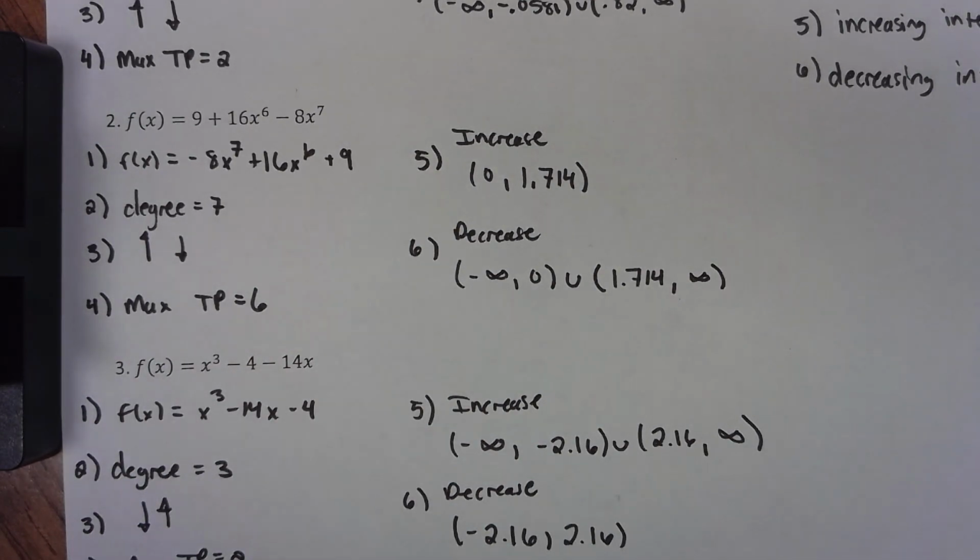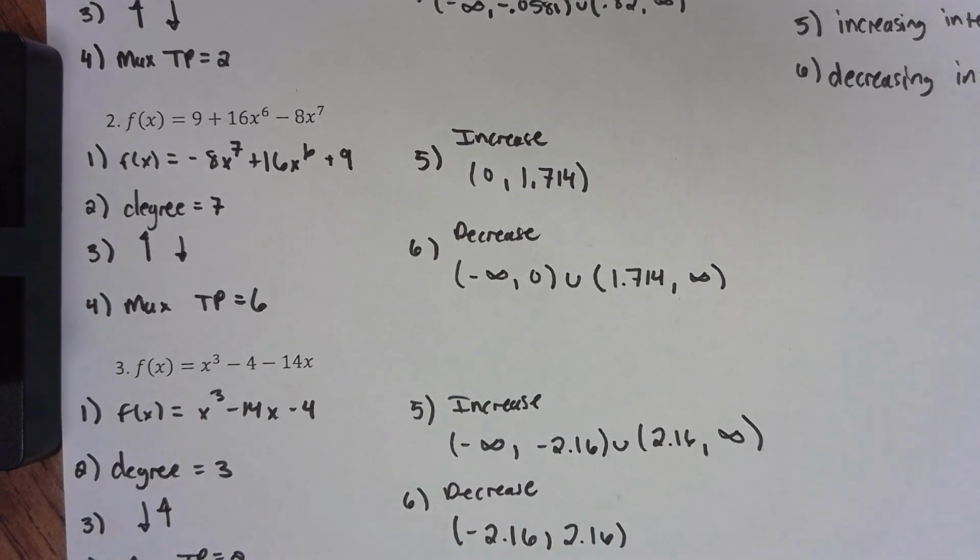Okay, so if I start on the leftmost part of this graph, I'm going down all the way until I get to this low point here. Okay, that's a minimum. And the x-coordinate of that minimum is 0. So it decreases until we get to where x is 0. Then after x is 0, we start to increase again.